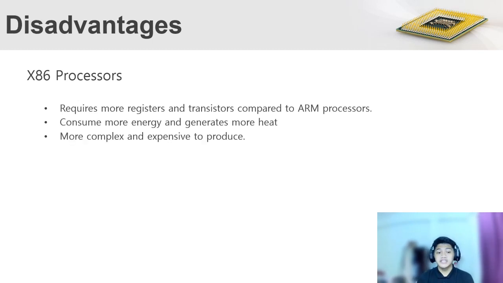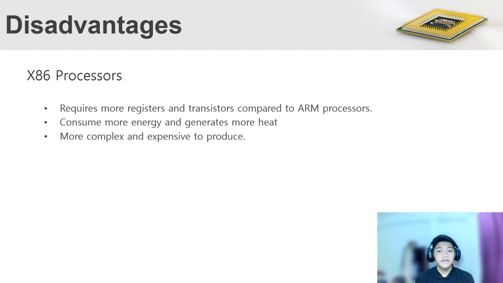Now, the disadvantages of x86 processors. Since x86 processors uses hardware approach to optimize performance, it requires more registers and transistors compared to ARM processors. Thus, it consumes more energy and generates more heat. x86 processors are also more complex and expensive to produce since it requires specialized equipment compared to ARM.